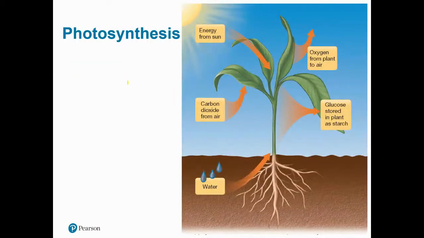So where does glucose come from? If you're interested, glucose comes from plants. Plants have this ability to undergo a process called photosynthesis, and that usually happens in their leaves.